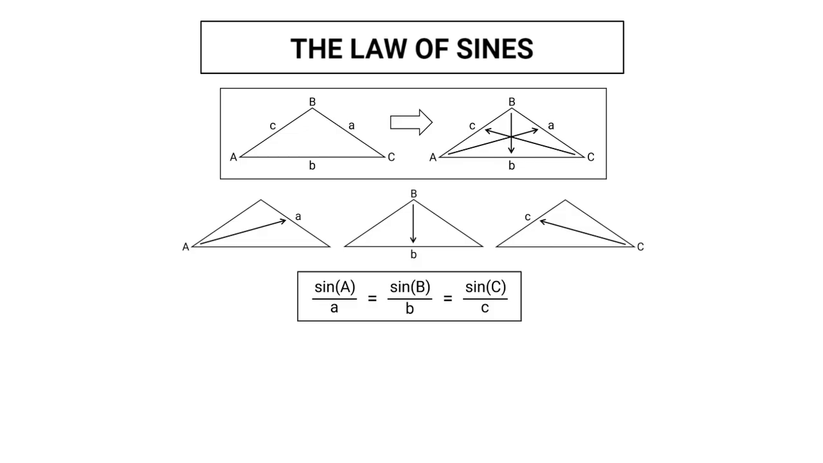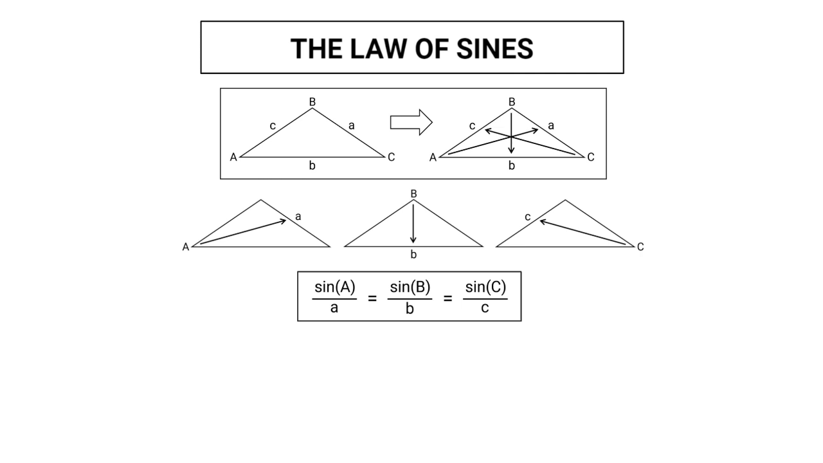SOH-CAH-TOA, which involves the hypotenuse, opposite, and adjacent sides, only applies to right triangles. When you don't have a right triangle, we have to use other formulas to help us find missing sides and angles. One of those formulas we use is called the law of sines.